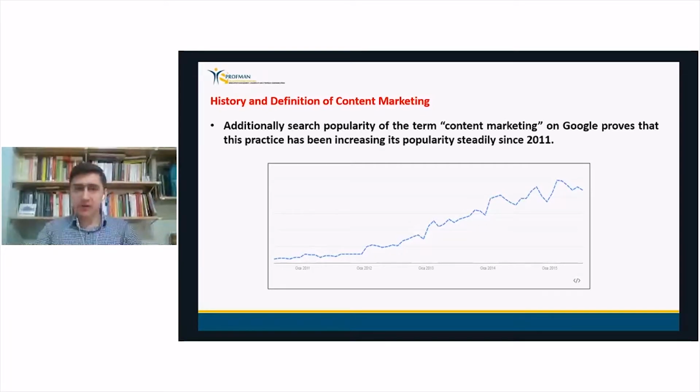So you see a graphic on the slides. It is possible to state that based on this graph, content marketing has been gradually gaining popularity. I wanted to show you this graph. I just fetched it from Google Trends, actually. I searched the term content marketing, and this is the graph, which is showing how this keyword gained popularity. As you can see, since 2011, its search count skyrocketed. This means that more people have been paying attention to content marketing practice every passing day.